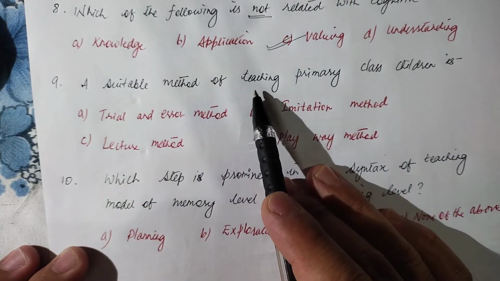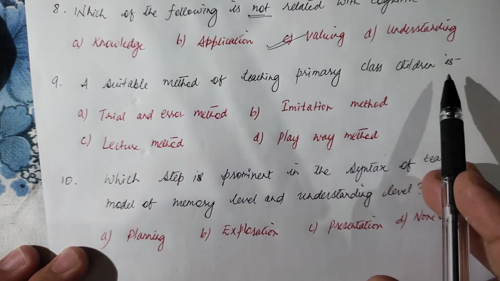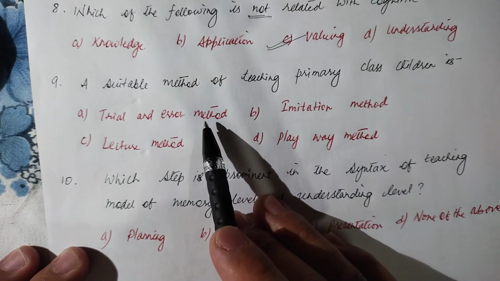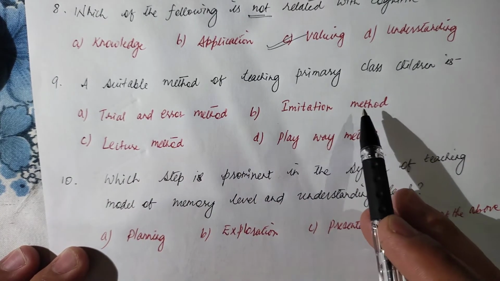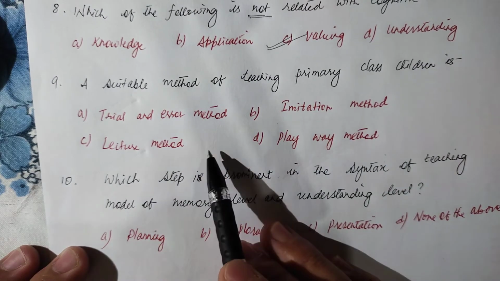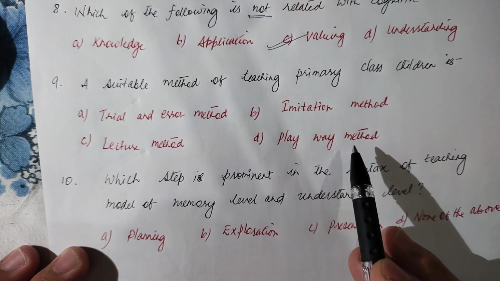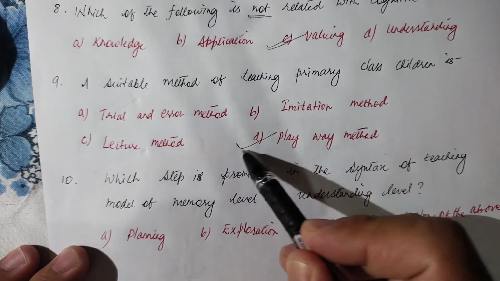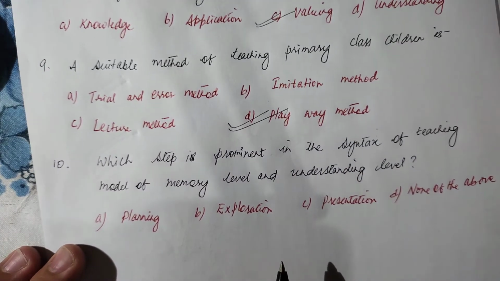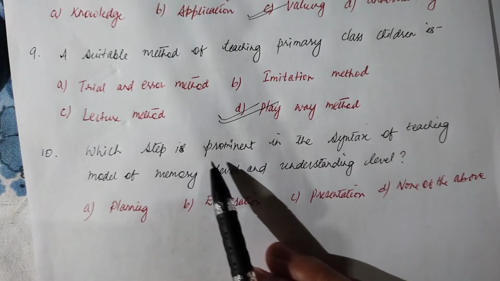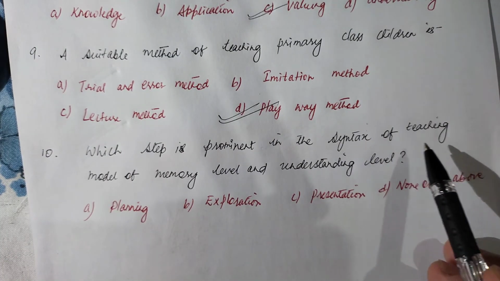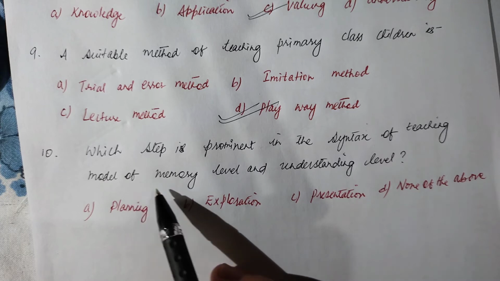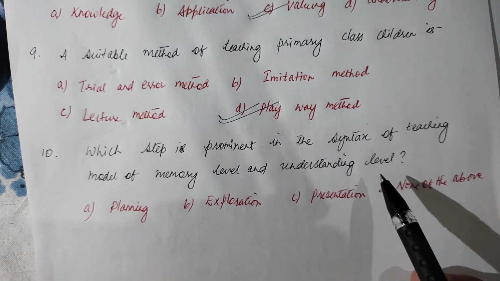9. A suitable method of teaching primary class children is A. Trial and error method, B. Imitation method, C. Lecture method, D. Playway method. Suitable method of teaching primary class children is answer the option D. Playway method.